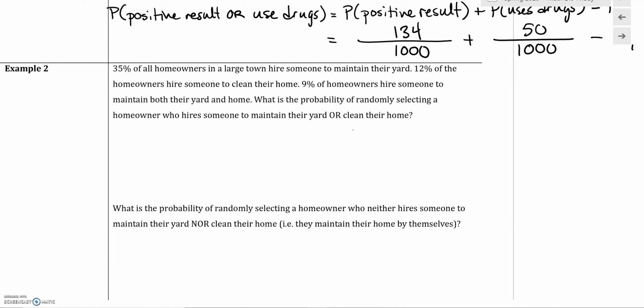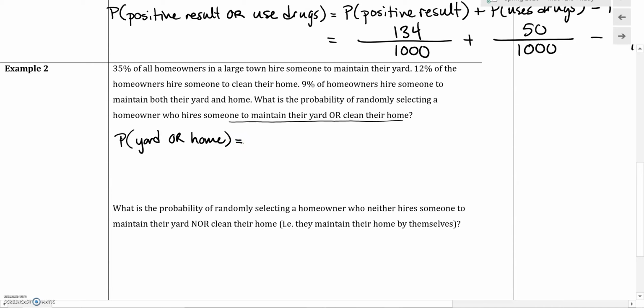What really helps me is to take the time to write out the rule. And once I've written it out, I am then just following my steps to finish out the problem. So again, what they're asking for is what's the probability that we select someone in this town who hires someone to maintain their yard or their home.